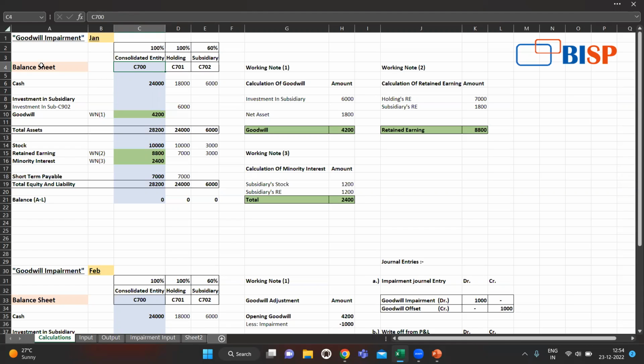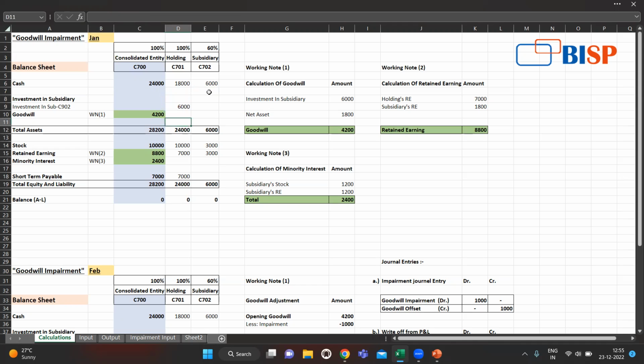So yes, here we have the balance sheet, and as you can see, we are working for the Jan period here, and we have various working notes as well. So first we see the balance sheet figures that we have inputted here. We have cash as 18,000, and in the subsidiary we have cash as 6,000, and also we have the investment in subsidiary, that is 6,000.